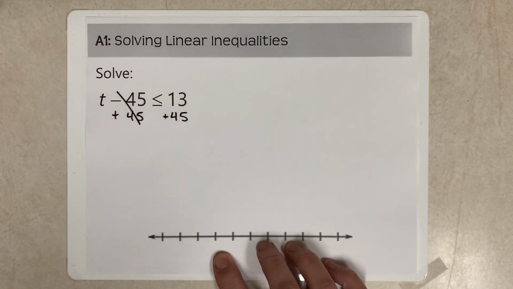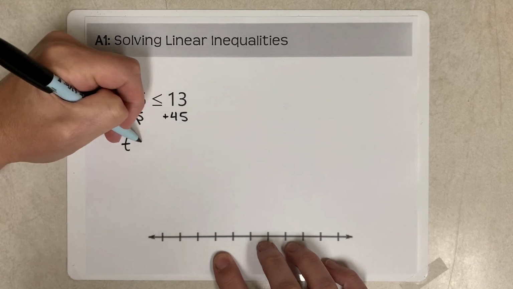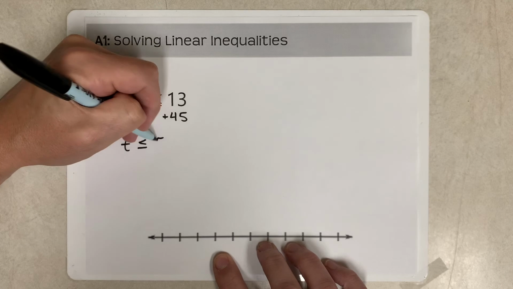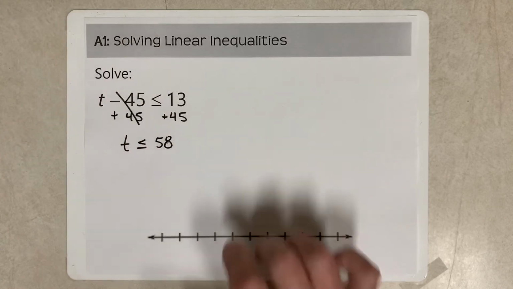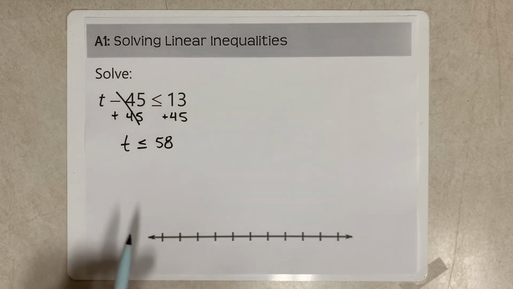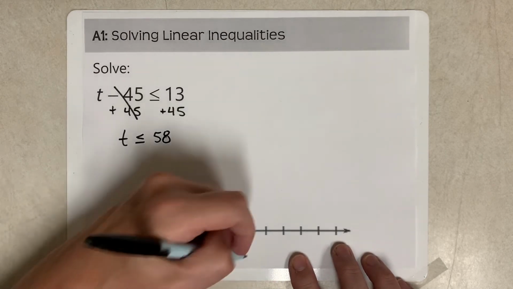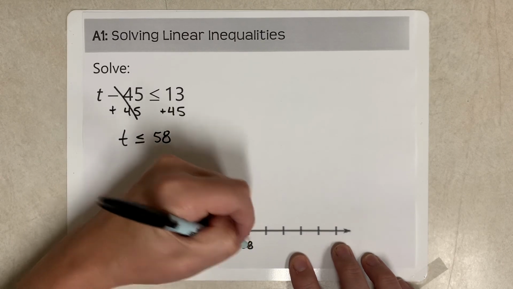And so those will cancel out. And then we're going to get t less than or equal to, you just keep the same symbol, and then that would be 58. So that's pretty simple. When you graph this, I really only need to see one number on your number line, not a whole bunch of numbers. And generally we put that number right in the middle. So we're going to put 58 right in the middle right there.